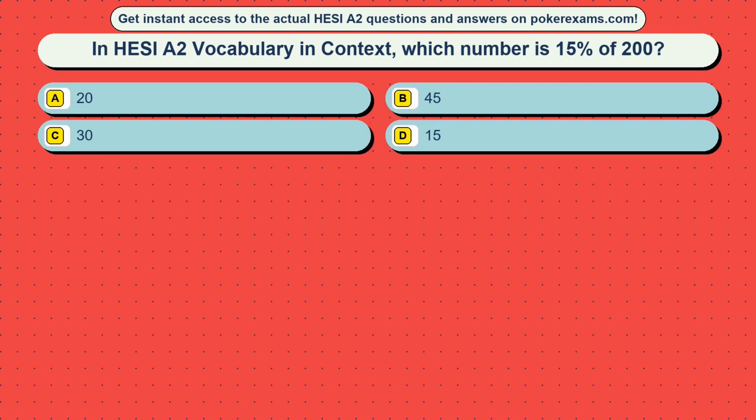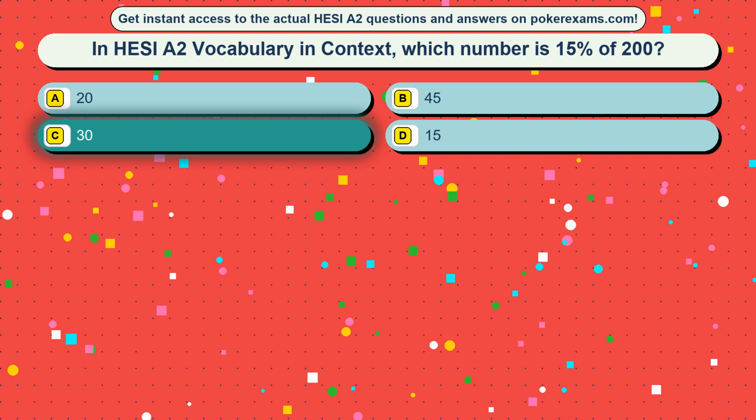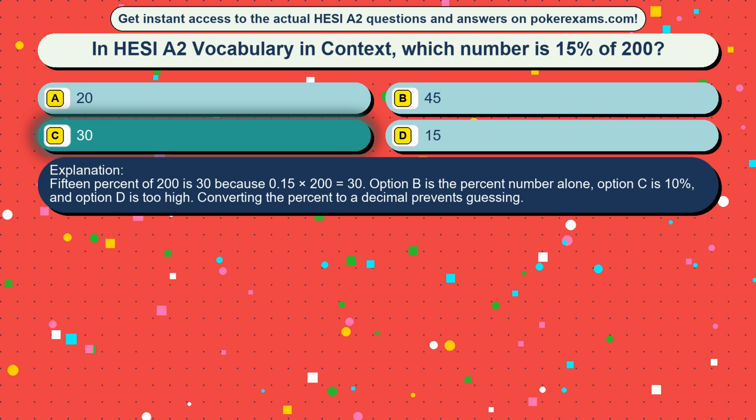Question 43. In HESI A2 vocabulary in context, which number is 15% of 200? Option A, 20. Option B, 45. Option C, 30. Option D, 15. The correct answer is option C, 30. 15% of 200 is 30 because 0.15 × 200 equals 30. Option A is 10%, option B is too high, and option D is the percent number alone. Converting the percent to a decimal prevents guessing.